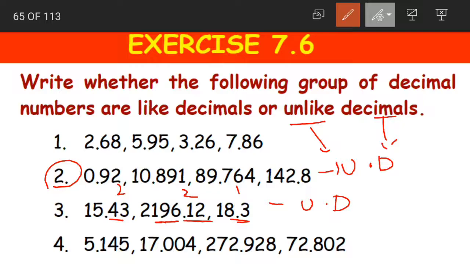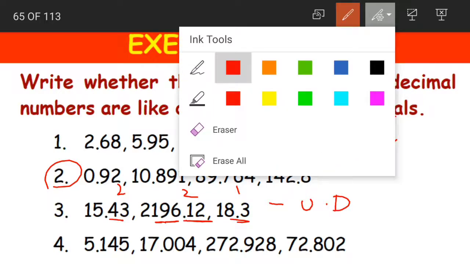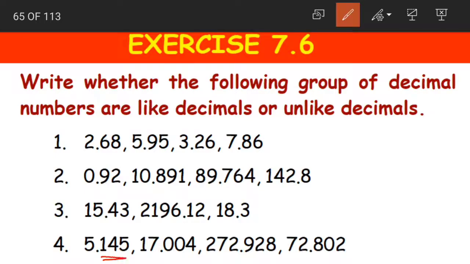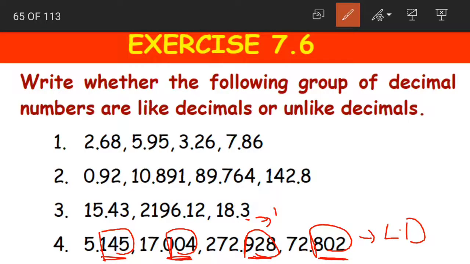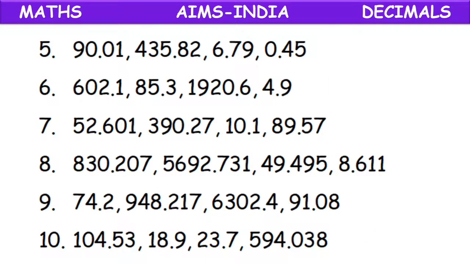Coming to the last one: 5.145, 17.004, 272.928 and 72.802. Again children, if we observe, the given numbers have the same number of decimal places. All these 4 have only 3 decimal places. So these will be called like decimals. Yes, it is clear how to distinguish between like and unlike decimals.